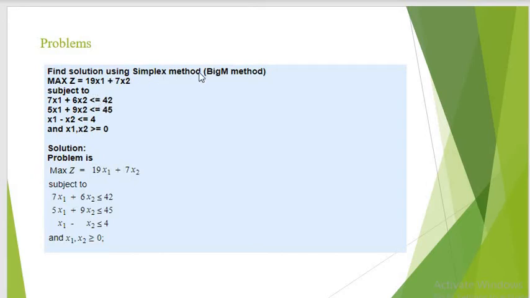Find the solution using the simplex method. Maximize Z = 19x1 + 7x2 subject to 7x1 + 6x2 ≤ 42, 5x1 + 9x2 ≤ 45, x1 - x2 ≤ 4, and x1, x2 ≥ 0. Here we can see that there are two variables, x1 and x2, and three constraints.